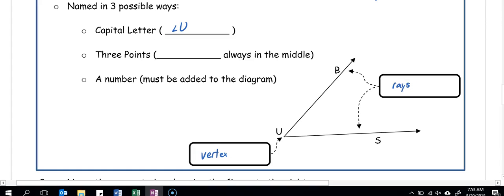Now, we can also name it with 3 letters. And we always got to remember that the vertex is always in the middle. So I can name it angle BUS. Then we could also name it with a number that needs to be added. So if we can write a number in our angle, we can call that angle 1.